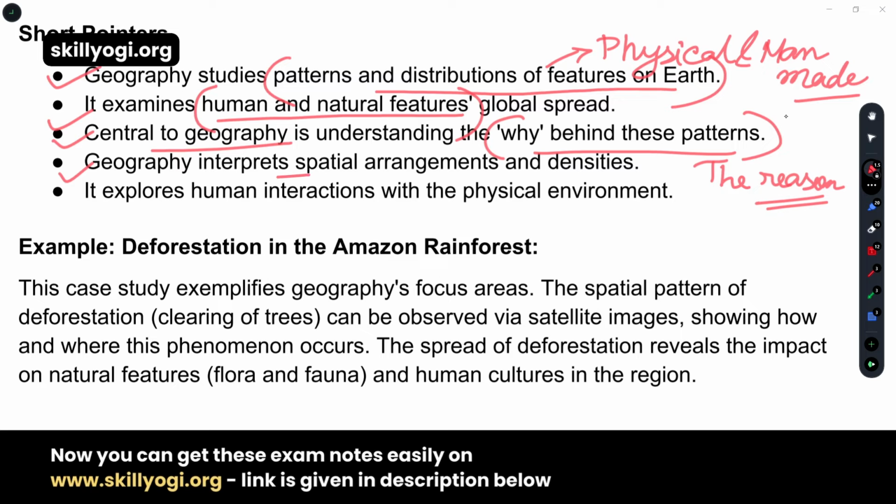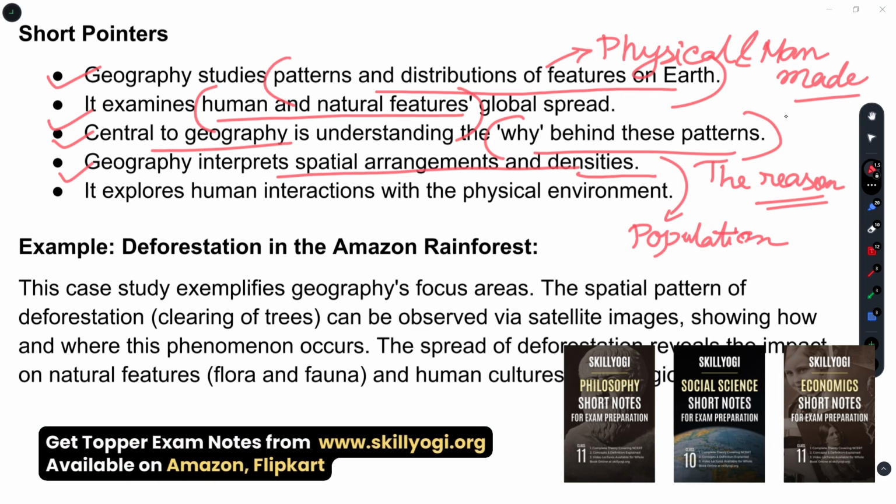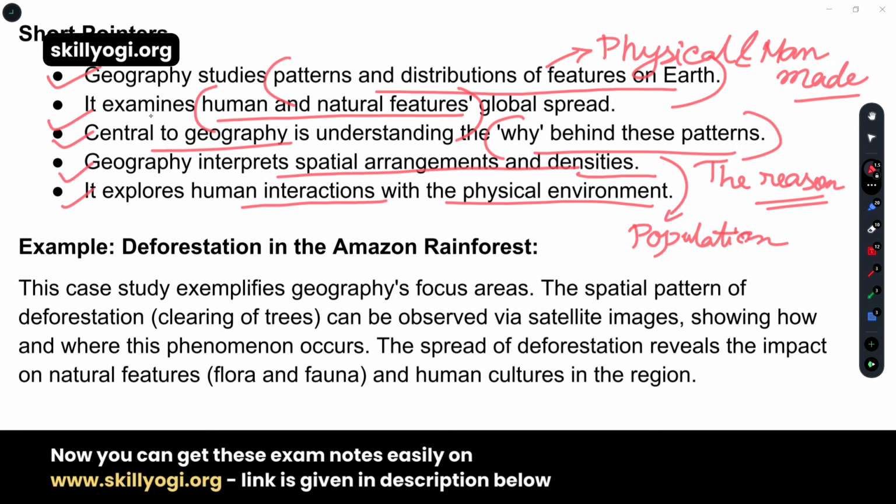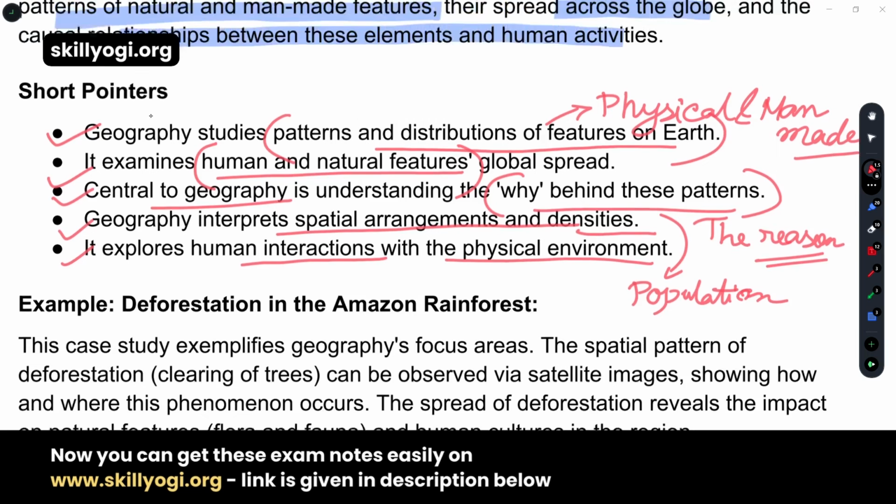Geography interprets the spatial arrangements and the density of what? Basically the demographic, the density of population, settlements, etc. And it explores human interactions with the physical environment. Basically, we will definitely interact with our surrounding environment because we have to do it. We don't have any choices because we are getting every raw material free of cost from the nature. So we have to interact with our physical environment. So these 5 short points you have learned from the above mentioned para.